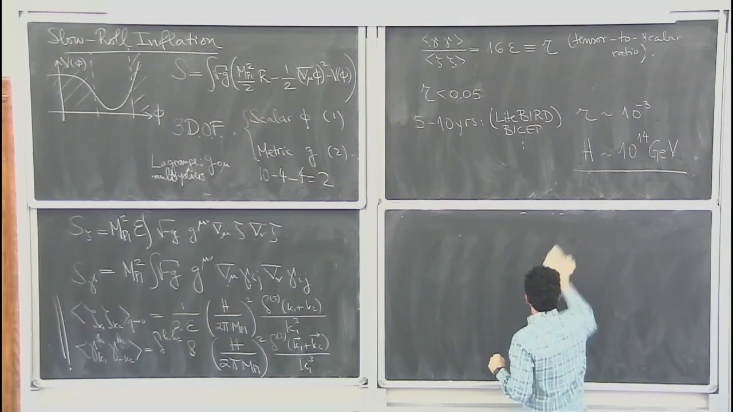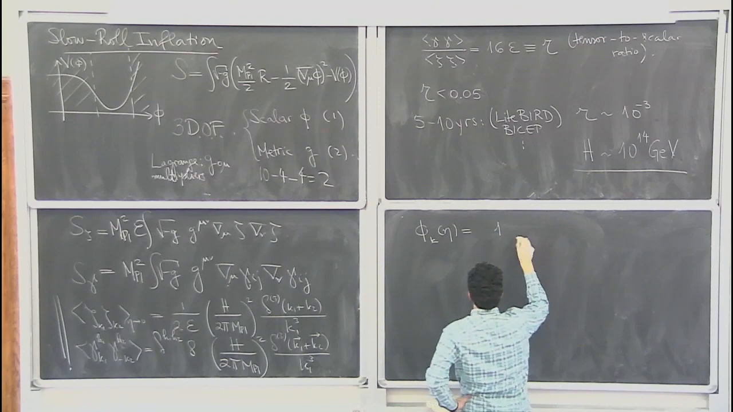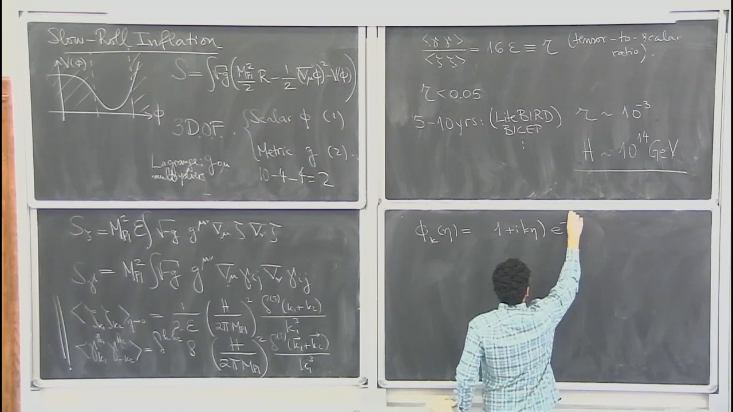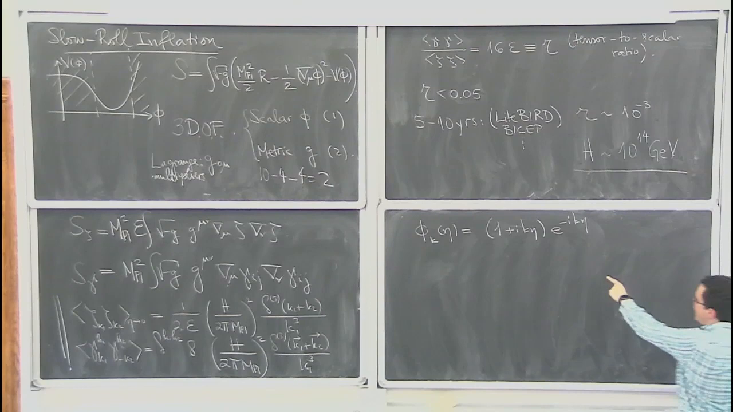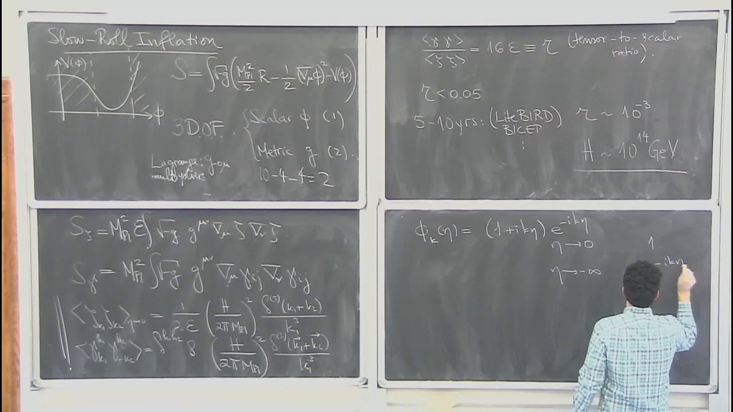So let's write the formula for the classical solution of a massless scalar field. So it looks like this. It's like 1, forget about the normalization for a second, and it's like 1 plus i k eta, e to the minus i k eta. Okay. So now for eta going to 0, it goes to a constant, 1. And for eta going to minus infinity, it's like a plane wave, e to the minus i k eta. Okay, maybe with the eta up front.